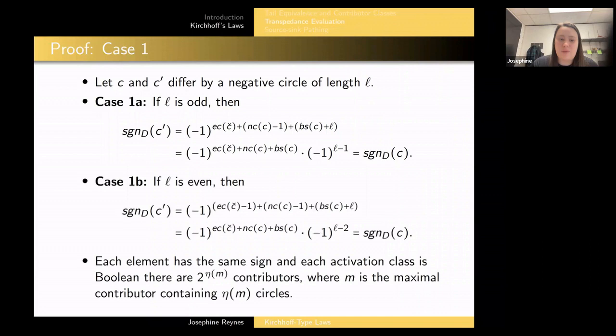So now I need to consider my second one. What happens, or okay, I forgot this line. And the number of such signs is just the number of negative circles that I can pull out. This 2 to the nm is counting the total number of contributors in the Boolean lattice, and they all have the same sign we've just shown.